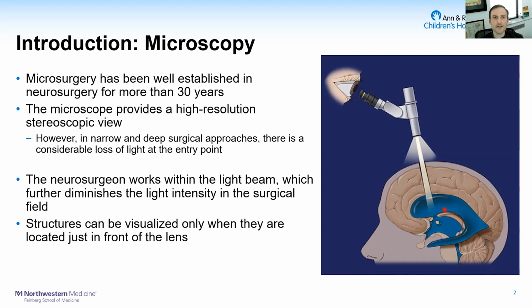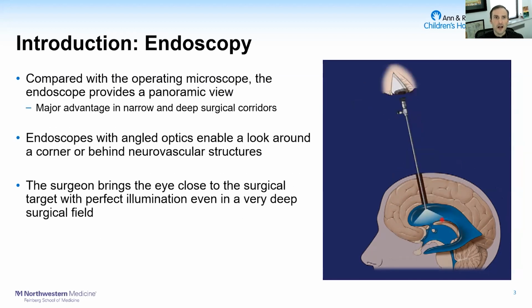In the setting of the microscope, the surgeon actually works within the light beam, which can further diminish the intensity and the view in the surgical field, meaning that your hands are in the surgical view in the microscope. With microscopy, you can only visualize the surgical structures when they're located in direct view of the lens, or directly in front of the lens.